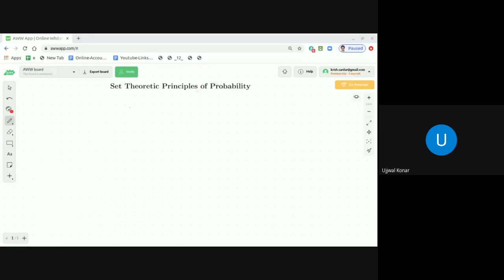Now today we will start with the set theoretic principle of probability.